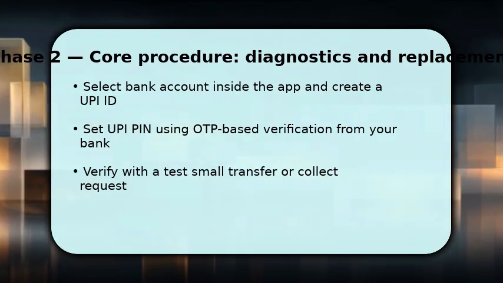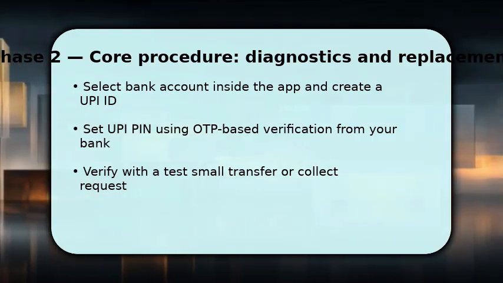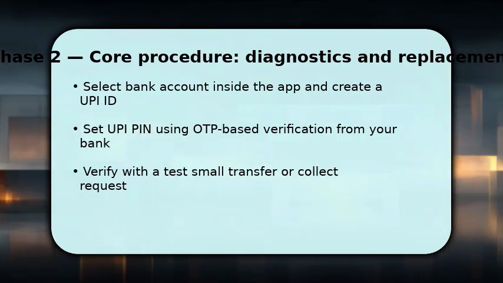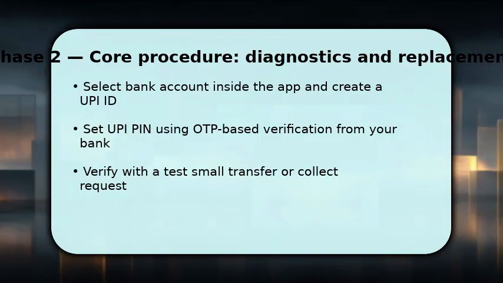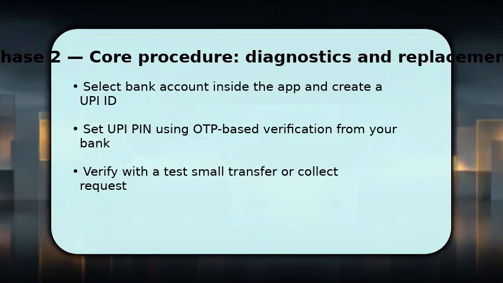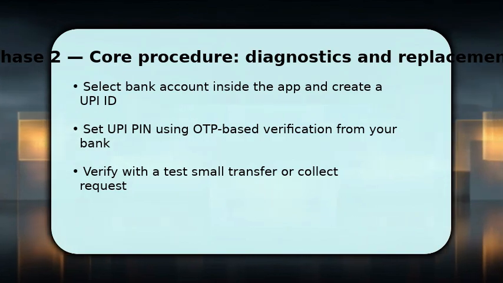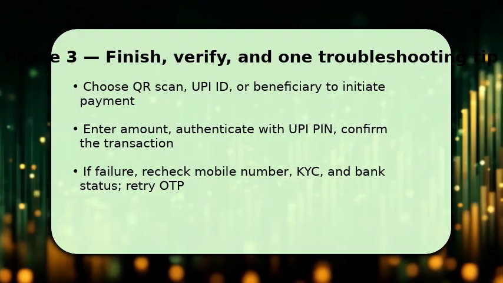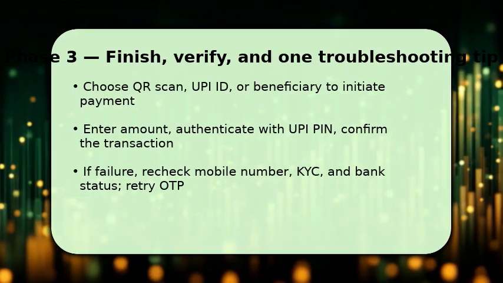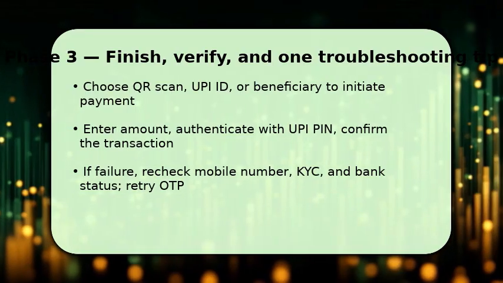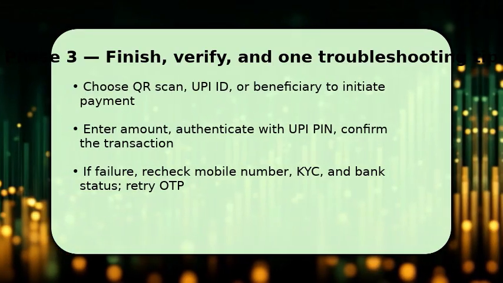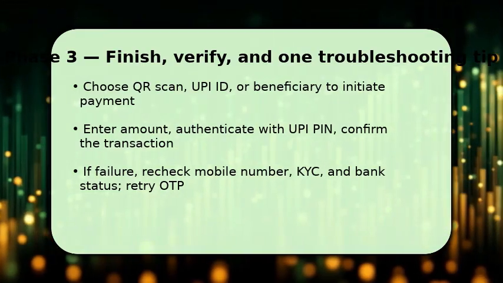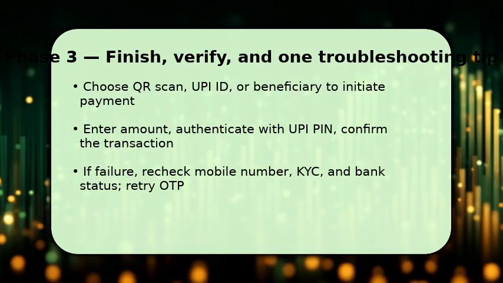Once you set the PIN, confirm the link by sending a 1 rupee or small test payment or accept a collect request. This proves the flow works, and once done, you can pay merchants or friends using that UPI ID. To complete a payment, pick Scan QR, enter a recipient UPI ID, or send to a saved beneficiary. Type the amount, hit pay, and authenticate using your UPI PIN. That replaces an ATM card. Once done, watch for SMS and app confirmation.